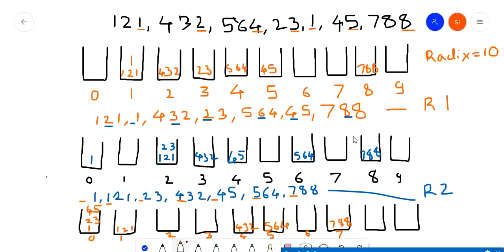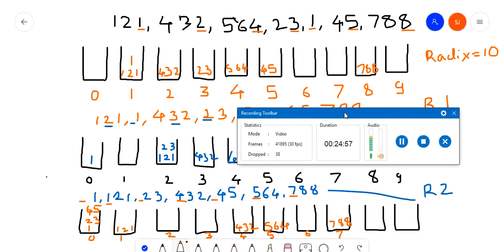Maximum 3 rounds, right? I will discuss this algorithm in the next session. Remember this conclusion right now, and complete this problem. I will give you some more problems in the next session.